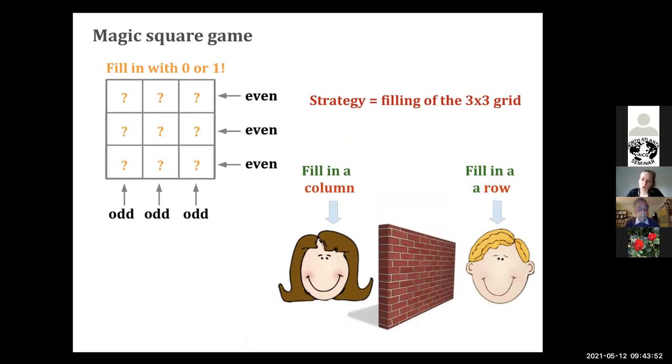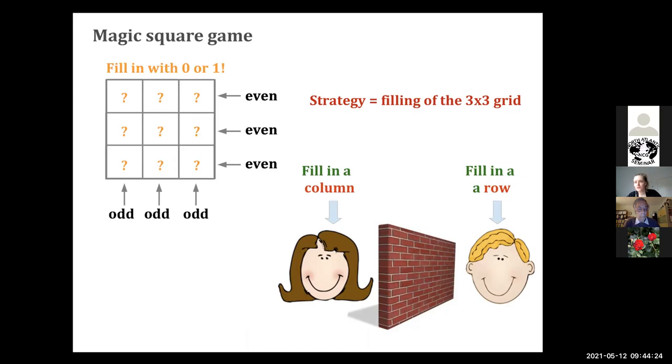So what you can show essentially is that any strategy for Alice and Bob that would allow them to win irrespective of which row and column we ask them would essentially amount to a filling of this 3x3 grid with zeros and ones so that the row sums are even and the column sums are odd, okay? And then Alice and Bob could simply respond according to this filling, right? And they would always be consistent and these parity conditions would be satisfied.